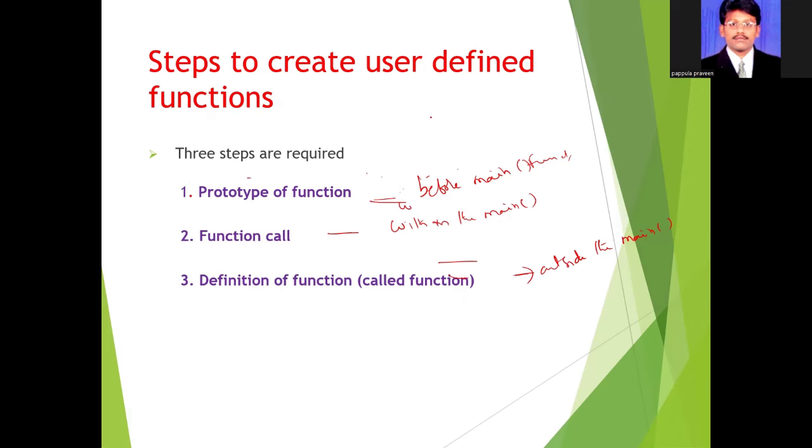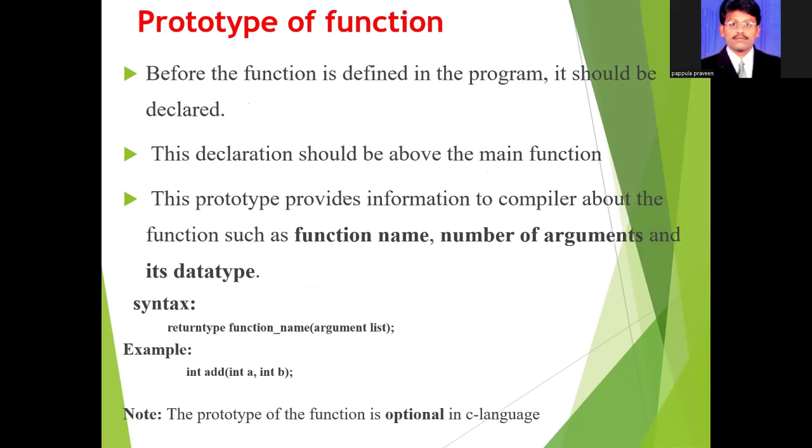Okay, you have a prototype, you have a function call, and we want to go outside the main function for implementing your calling function. That is called the definition of the function, or called function. See, now how many steps are required to develop a function? One is the prototype of the function, another one is the calling function, and third one is the called function, or definition of the function.